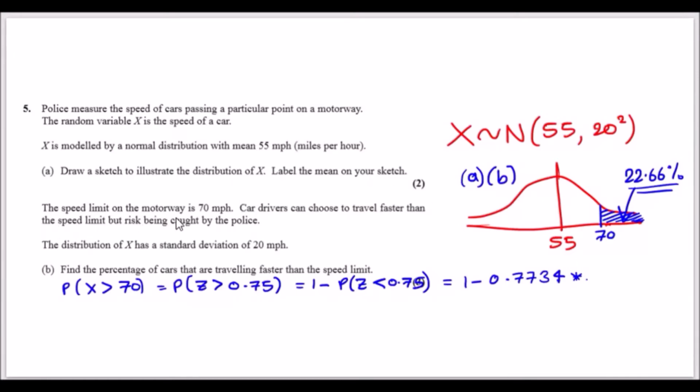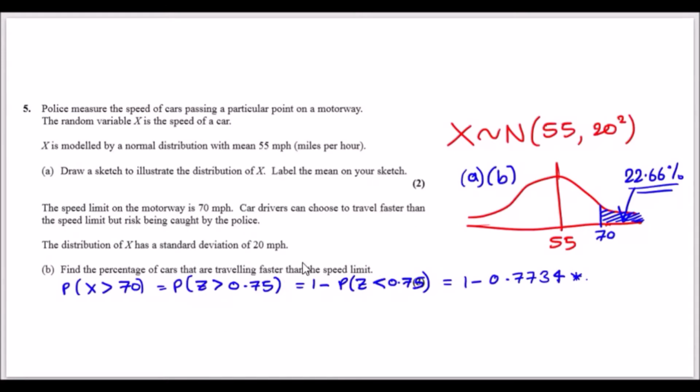The speed limit on the motorway is 70 miles per hour. Now, car drivers can choose to travel faster than the speed limit but risk being caught by the police. So this is indicating that if you go faster than 70, you'll be over here. Now, the distribution of x has a standard deviation of 20, so we can put 20 there. So sigma is 20. Now, B, find the percentage of cars that are traveling faster than the speed limit.